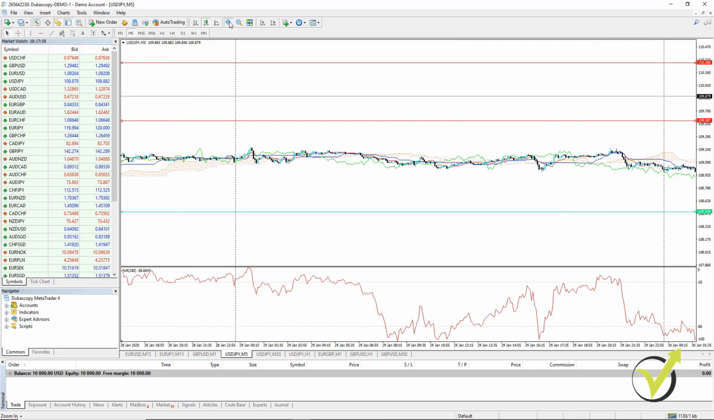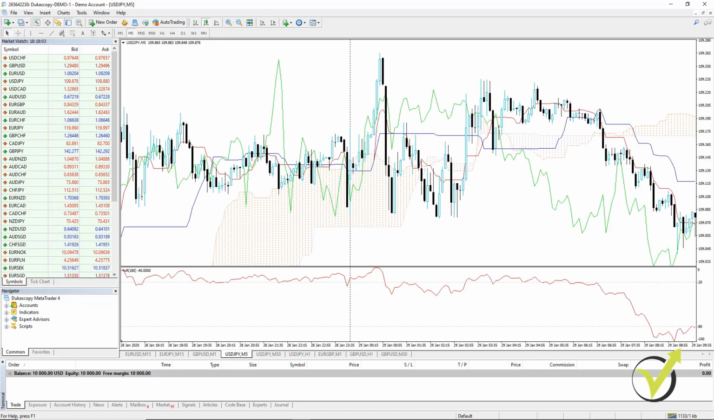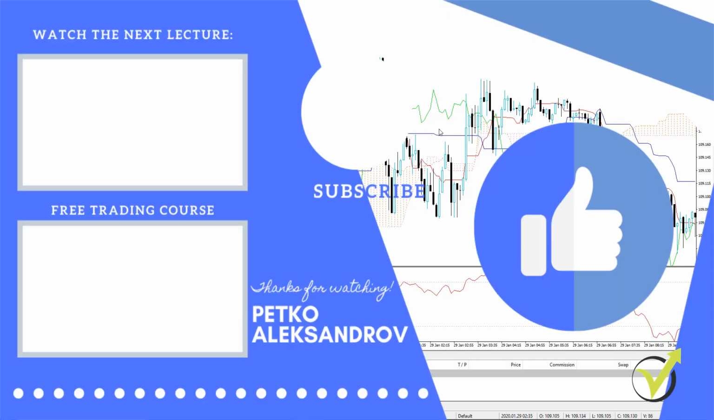Alright, so this is the strategy with the Ichimoku and the Williams percent range. Pretty interesting strategy. You will need some time to get used to with the indicator if you're using it for a first time, but with this strategy we are using just the blue line.